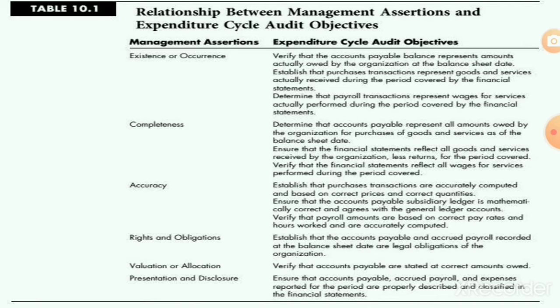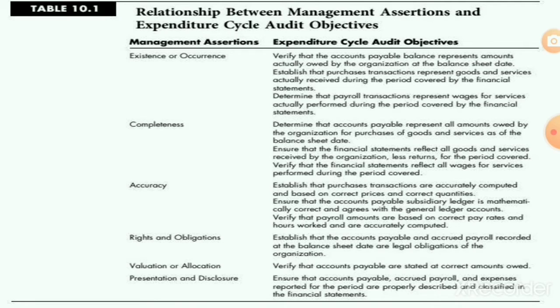So, sa expenditure cycle audit objectives, yung existence or occurrence is to verify the accounts payable balance represents amounts actually owed by the organization at the balance sheet date. And it is established that the purchases transaction represents goods and services actually received during the period covered by the financial statements, and dito din na-determine yung mga payroll transactions na nagre-represent ng wages for services actually performed during the period covered by the financial statements.